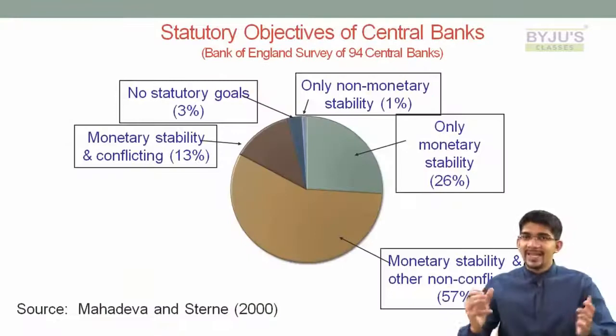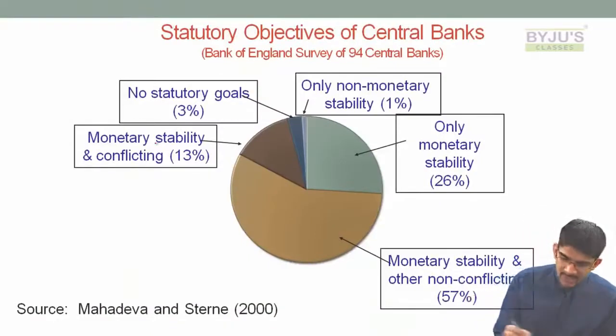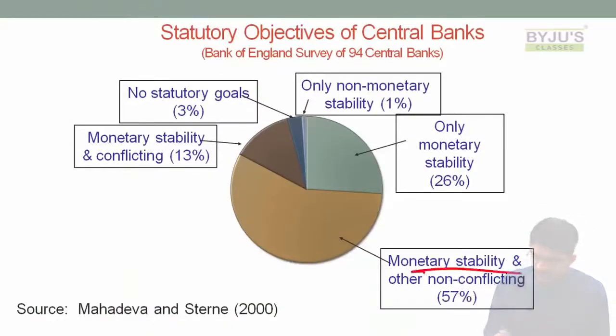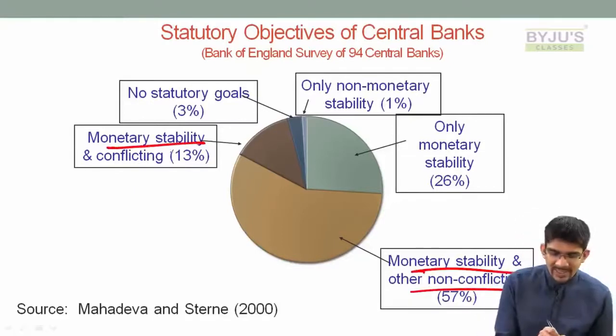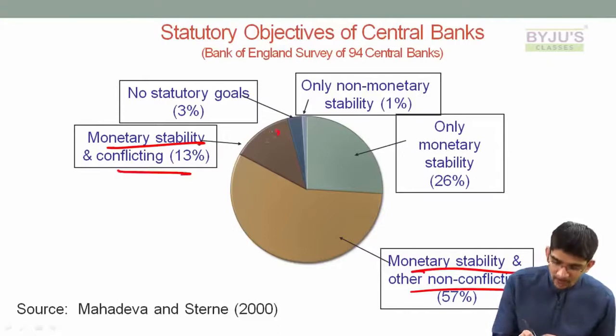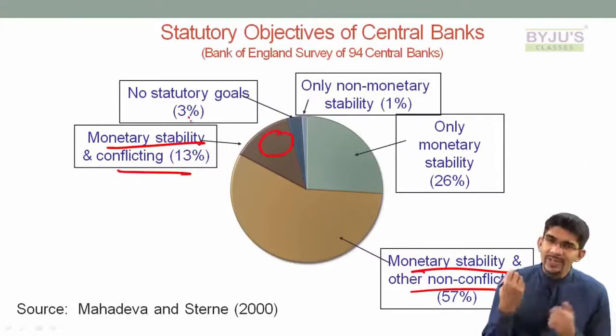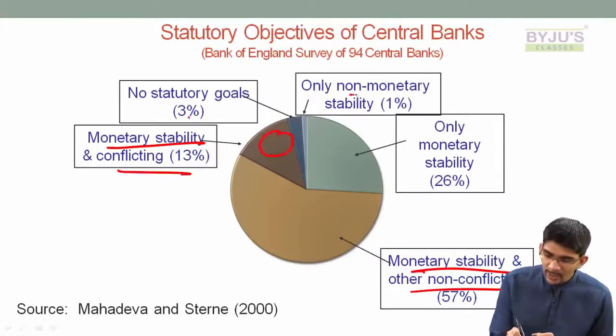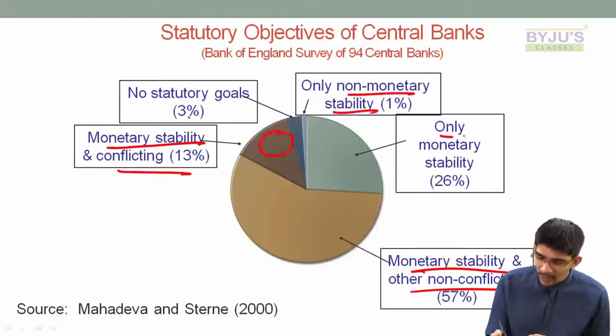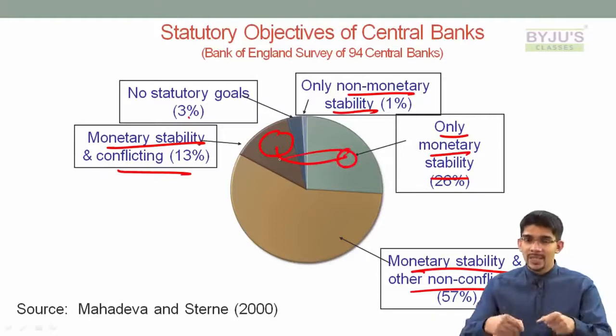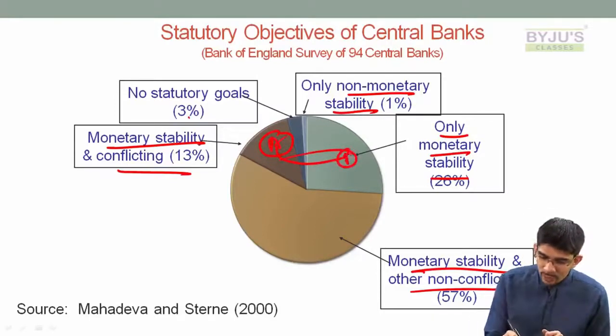Now, if we again look at the entire world, we can see the majority of them have monetary stability and other non-conflicting targets. Some of them have monetary stability and conflicting targets. Now, India was here earlier. Some of them don't have any goals altogether. Some of them have only non-monetary stability and some have only monetary stability. So we're moving from here to here. If the current proposals come into effect, we'll be moving from A to B.